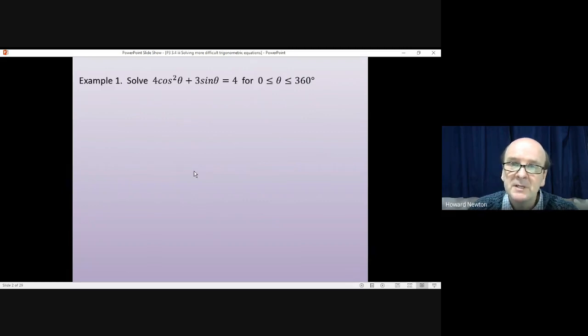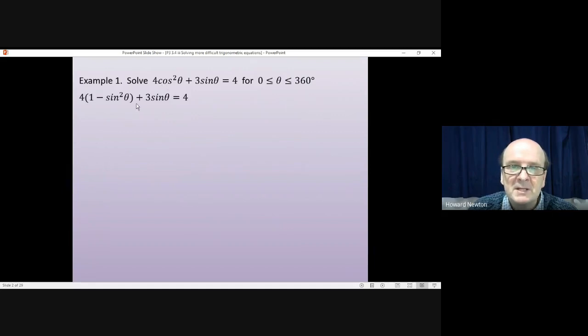Okay, well, have a look at this. So as I said, we really want to have all exactly the same trig function. It's nearly always the best way to solve any trig equation of this type. Well, the cos squared we can change. Cos squared is equal to 1 minus sine squared theta using the identity.